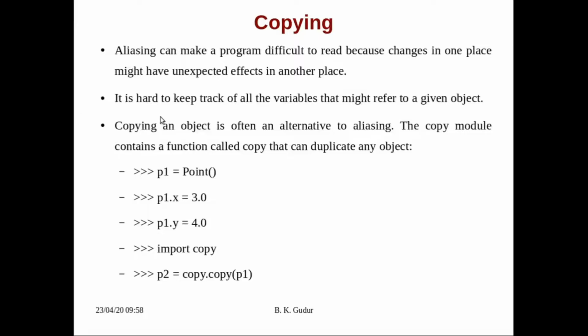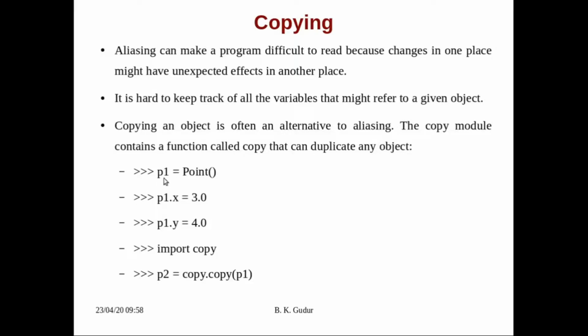As I told, it is hard to keep track of all variables that might refer to a given object because of a large number of aliases. Copying an object is often an alternative to aliasing. Remember, there is a module called copy. The copy module contains a function called copy that can duplicate any object.